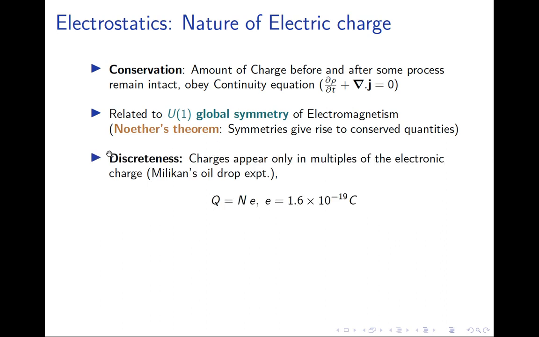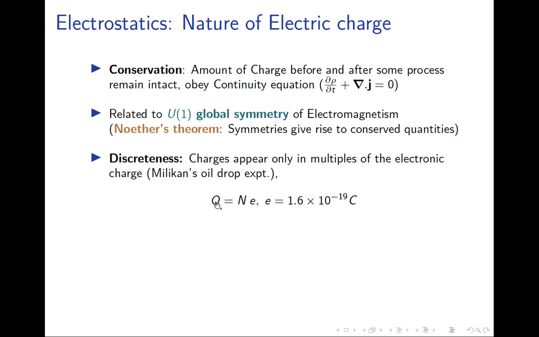The second property, which most of you are familiar with, is discreteness, which basically is the idea that charges appear only in multiples of the electronic charge. This was famously established by Millikan's oil drop experiment. Most of you, I guess, have read some version of this in high school. As far as I remember, when I was myself a high school student, at least in CBSE, we had to learn about this experiment and then not perform it in the lab. So it's kind of ridiculous.